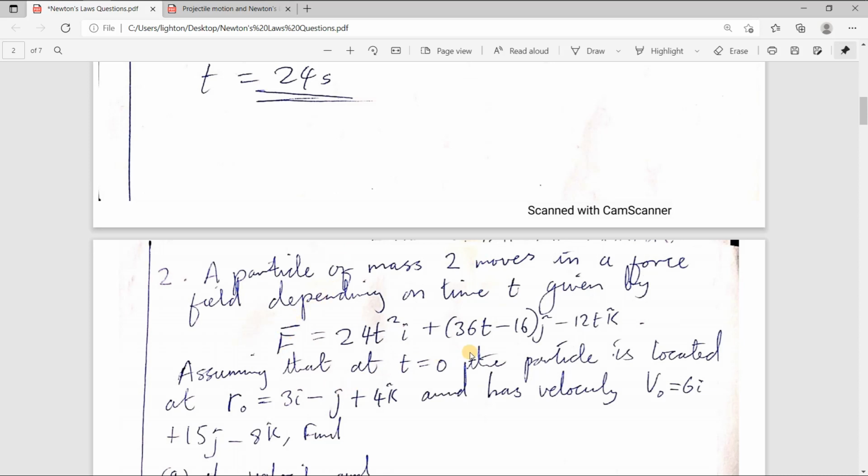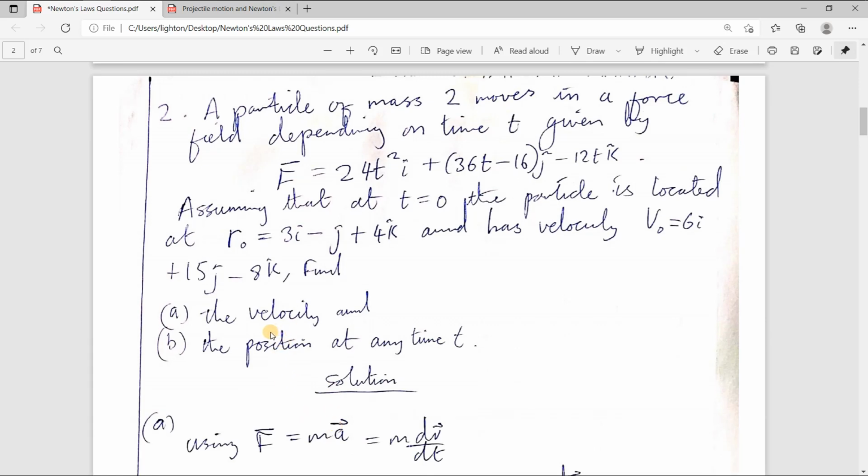Now, assuming that at t equals 0, these are the initial conditions. The particle is located at r0 equals 3i minus j plus 4k. So at t equals 0, the position is this. And the velocity is v0, of course, the subscript 0 is used to represent initial conditions. v0 equals 6i plus 15j minus 8k. Now the question is to find the velocity and the position at any time. So I want to find the position and velocity of this particle at any time.